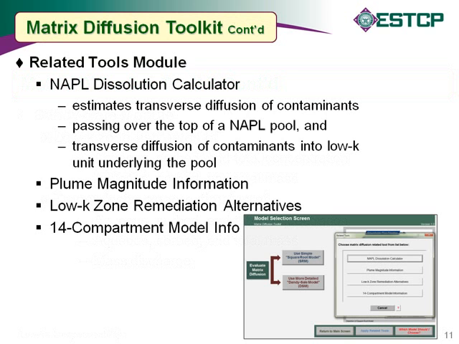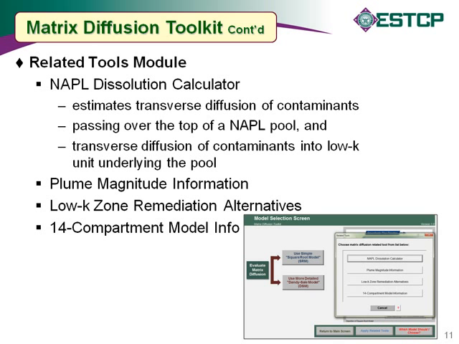And what's that involved? Right, and so we called it a related tools module, and basically it provides summaries and a simple tool, a NAPL dissolution calculator, which estimates the transverse diffusion of contaminants that are passing over the top of a NAPL pool, and also the transverse diffusion of the contaminants into the low K zone unit underlying that pool. And then this module also provides some summaries, such as a summary for the plume magnitude information. It provides a summary on low K zone remediation alternatives, and also a summary on the 14 compartment model.